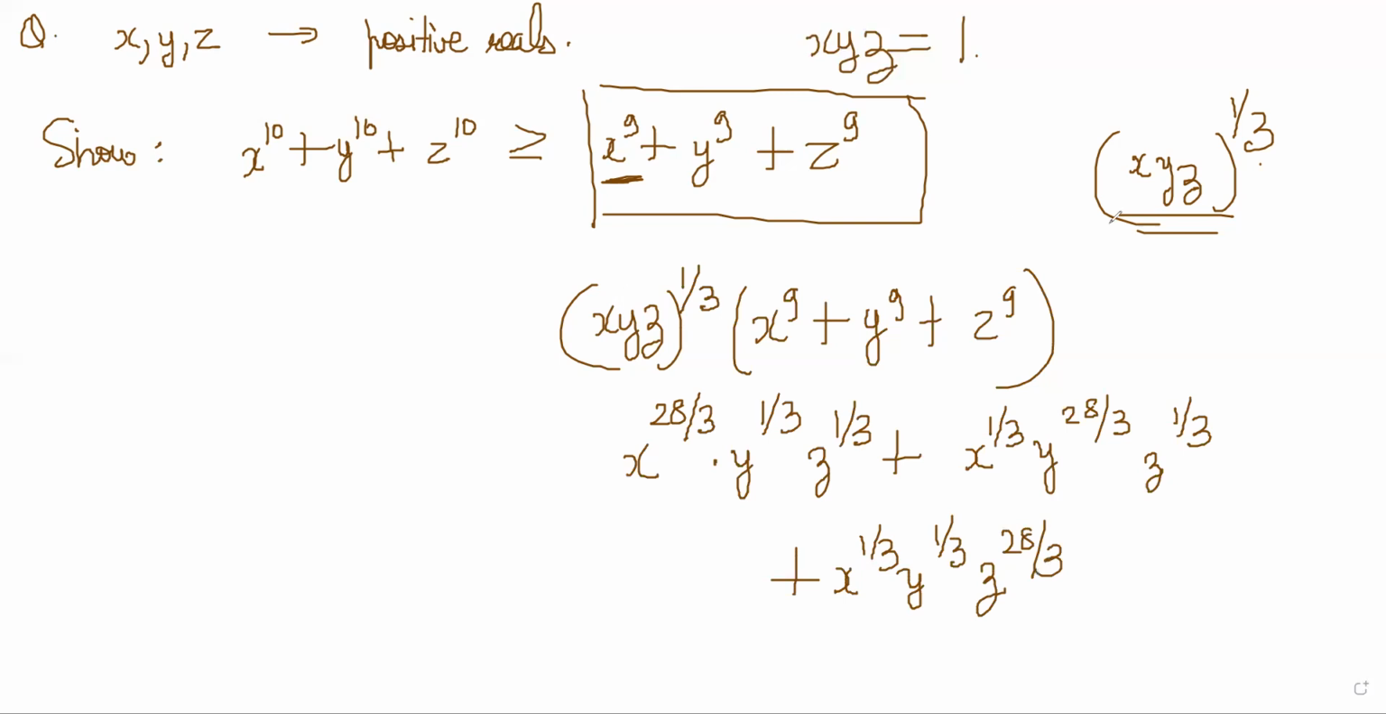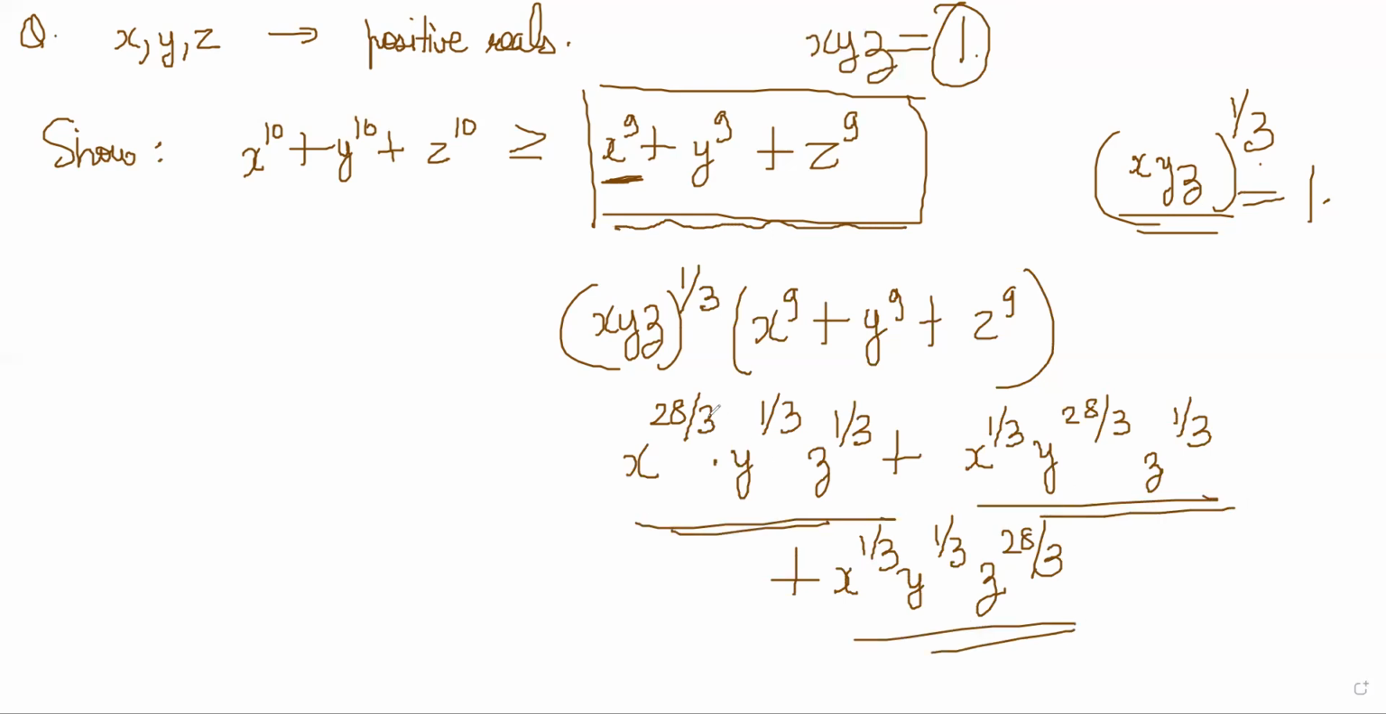What is special about doing this multiplication? Because xyz is 1, this is also equal to 1, so this doesn't change the value of the RHS. What it does is change the degree of the terms. Each term has now degree 10, because 28 by 3 plus 1 by 3 plus 1 by 3 is equal to 10, right? 30 by 3.